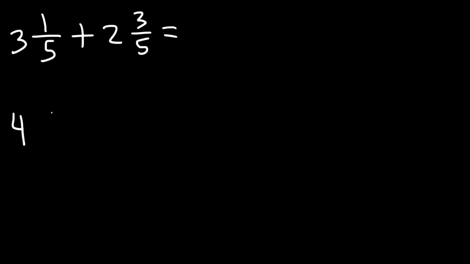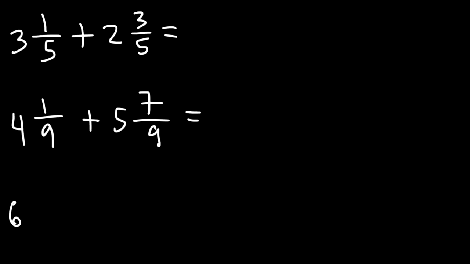Now go ahead and try these examples. 3 and 1/5 plus 2 and 3/5. And then try 4 and, let's say, 1 over 9 plus 5 and 7 over 9. And then try 6 and 2 over 11 plus 4 and 3 over 11.